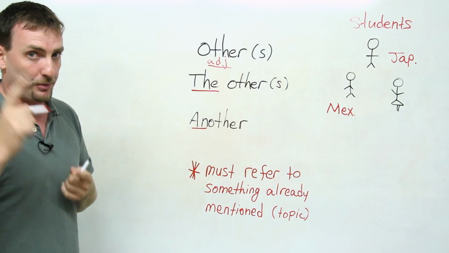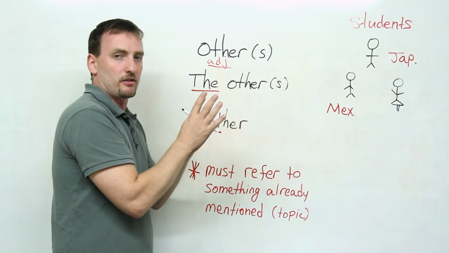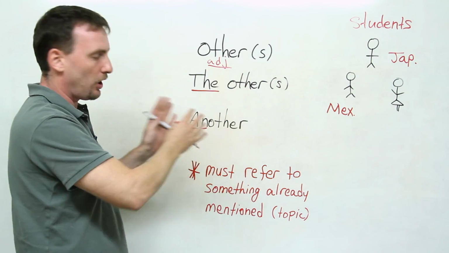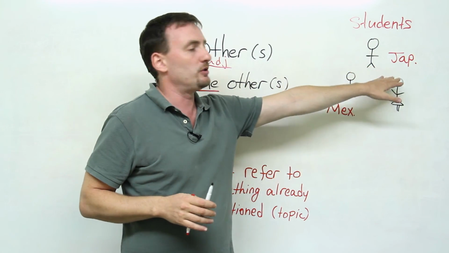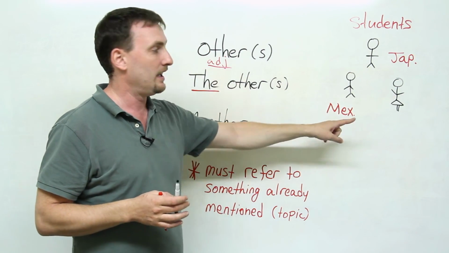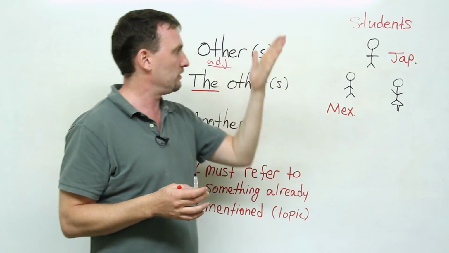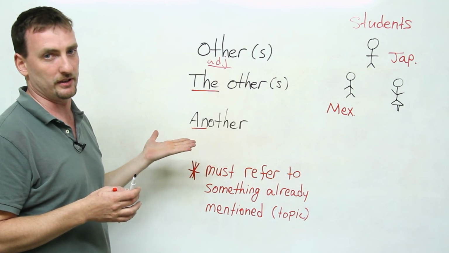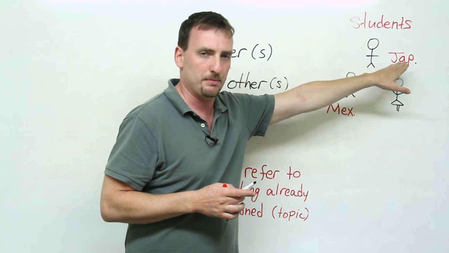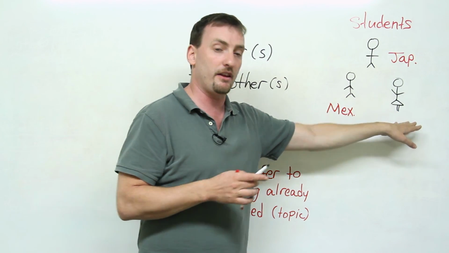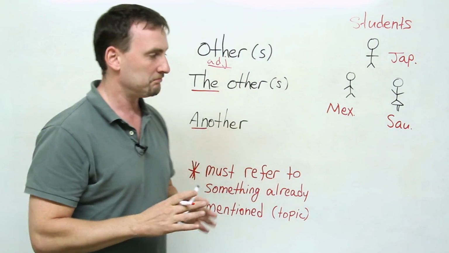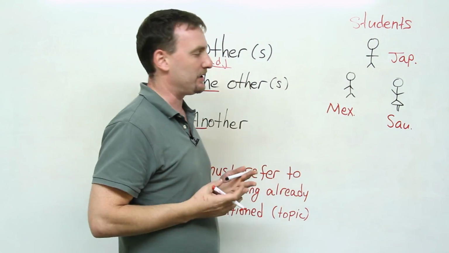The difference is, very important to remember, this is always together, one word. You don't write an other. You don't separate. Always together. So, I have 3 students. One student is Japanese. Another student is Mexican. There's only 1 student left. What am I going to use to refer to this student? Because there's only one, I'm going to use the other. So, one student is Japanese, another is Mexican, and the other is, let's say, Saudi. Okay? I have students from all over the world. I'm a very happy teacher.